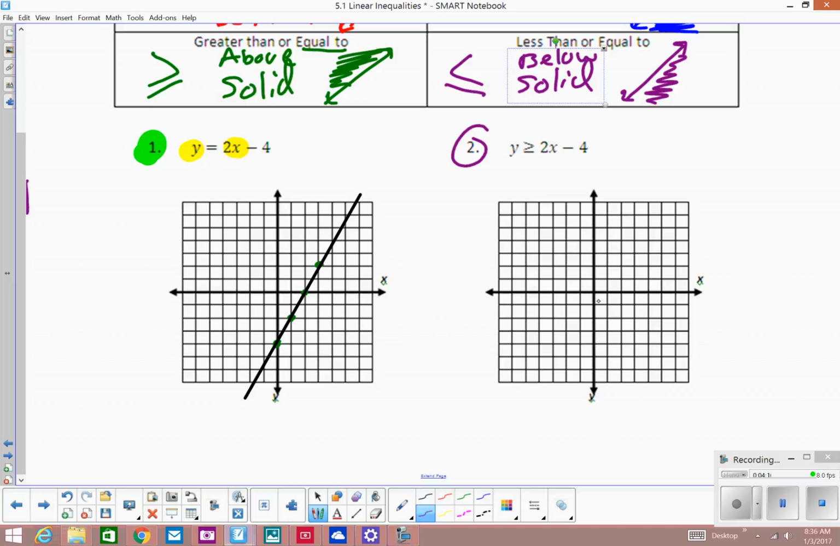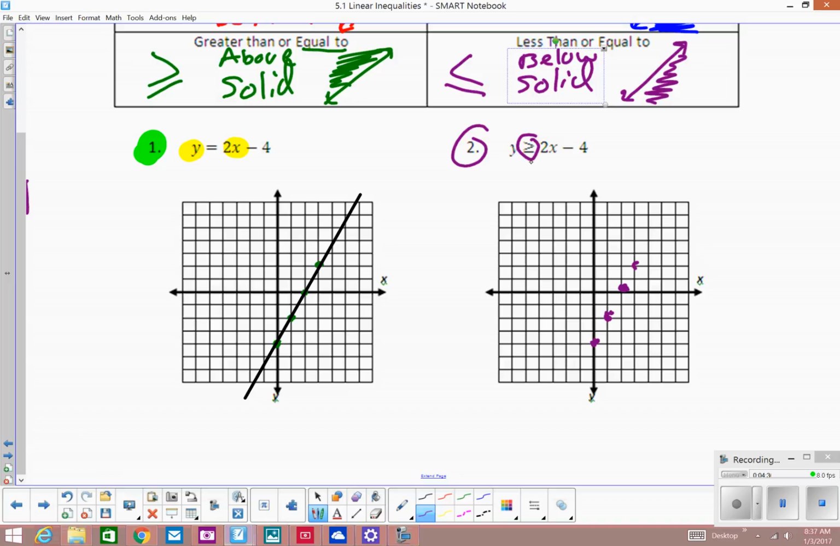So my y-intercept is -1, -2, -3, -4. My slope is 2 over 1, so it's up 2, right 1, up 2, right 1, up 2, right 1. And that's going to form my line. But now I don't know if it's going to be a solid or dotted. I have to look at that inequality.